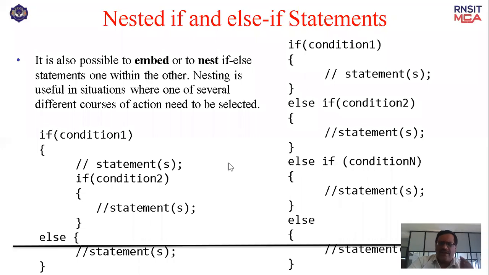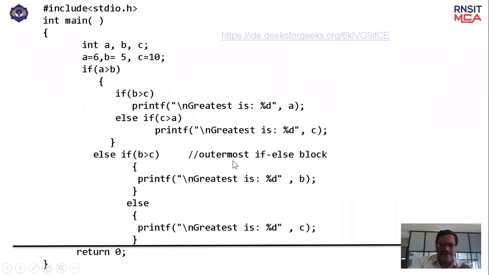For this, I have a very good example. Look at this example. I want to find the largest of three numbers, that is A, B, C. I have given A the value 6, B the value 5, and C the value 10. Now I have to find which is the largest number, which is the greatest number.